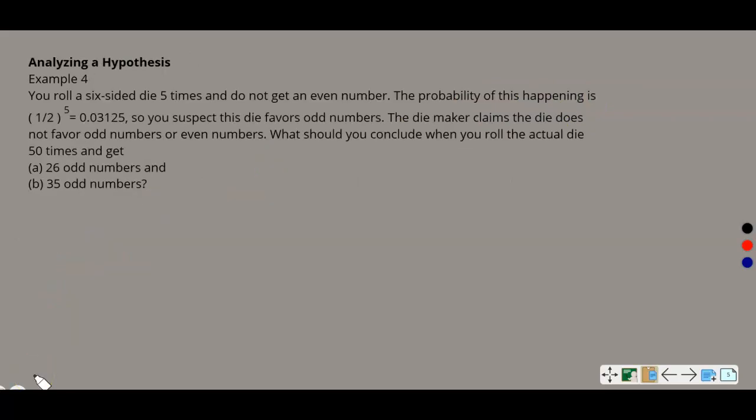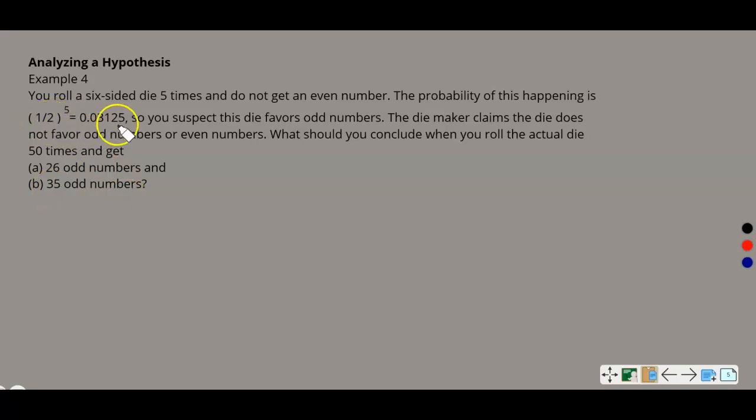Example 4, analyzing a hypothesis. You roll a 6-sided die 5 times and do not get an even number. The probability of this happening is 1/2 to the 5th power, which equals about 3.125%. So you suspect the die favors odd numbers. The die maker claims the die does not favor odd numbers or even numbers. What should you conclude when you roll the actual die 50 times and get 26 odd numbers, and then you do it again and you get 35 odd numbers?